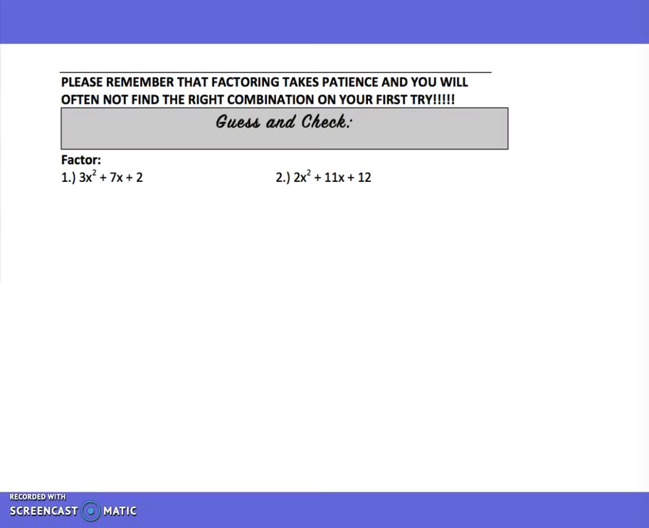There's a couple of different ways that we can factor. The first one is guess and check. I made a disclaimer that said, please remember that factoring takes patience, and you will often not find the right combination on your first try. You just have to keep on trying. So the first thing I did is I do my brownie points. I drew my 2 parentheses. Then I thought to myself, I made my little chart.